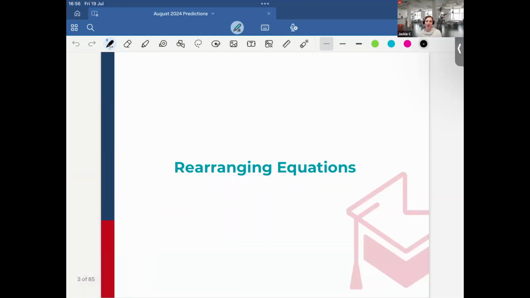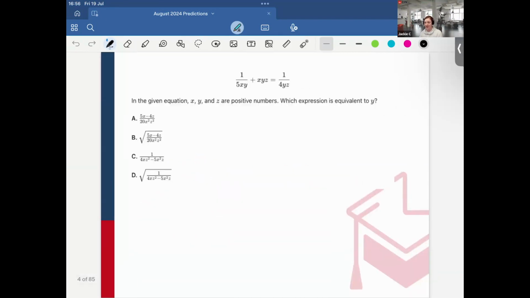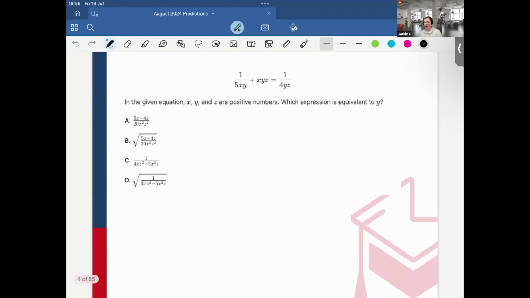Okay, so first things first, this type of question is on every SAT exam: rearranging equations. Let's look at one that recently appeared, a similar variation. Here I have 1 divided by 5xy plus xyz is equal to 1 over 4yz, and I'm asked to put everything in terms of y. Okay, so not a problem.